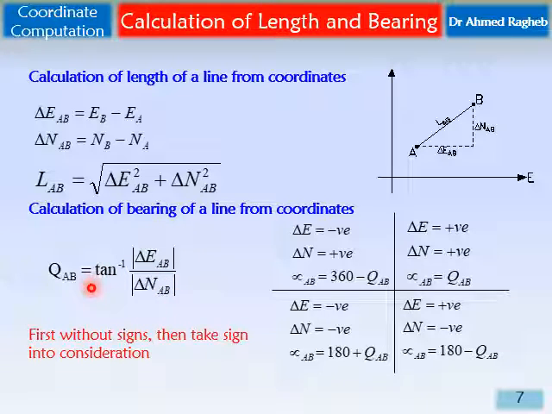How to get the whole circle bearing? You go back to the signs that you removed. If they were positive, positive, then the whole circle bearing equals the reduced bearing. If it was positive, negative, then it's 180 minus the reduced bearing. If it is negative, negative, then it's 180 plus the reduced bearing, and if it is negative, positive, then it's 360 minus the reduced bearing.